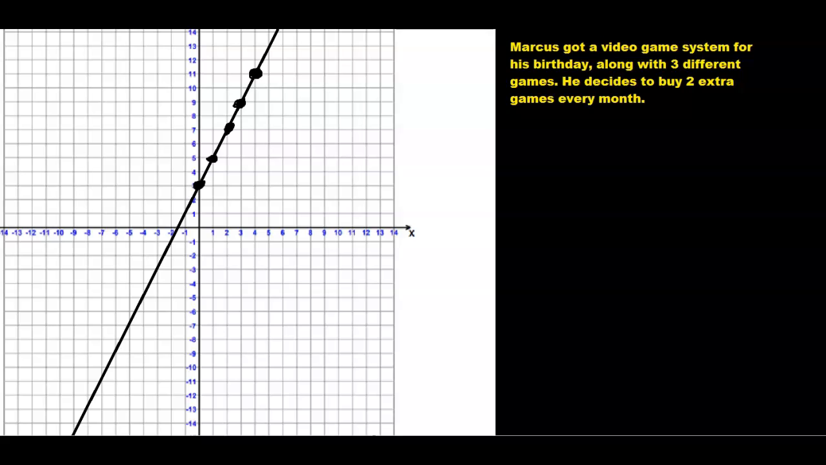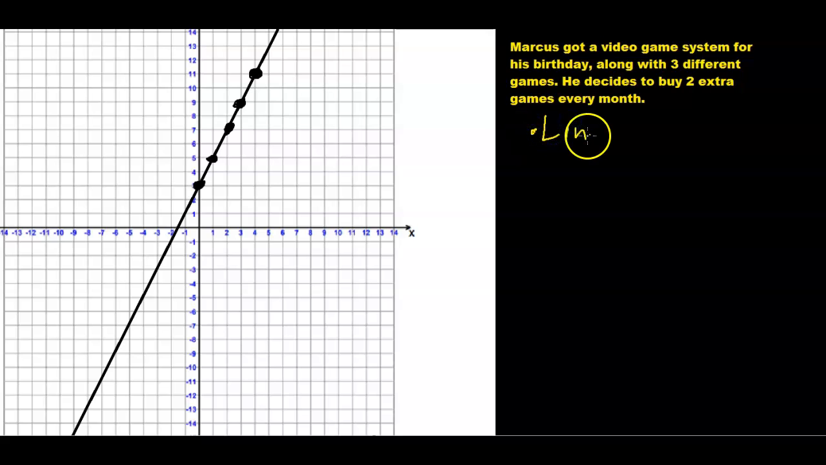So let's look at this scenario. Marcus got a video game system for his birthday along with 3 different games. He decides to buy 2 extra games every month. Okay? Well, let's think. Is this a linear relationship or a linear function?